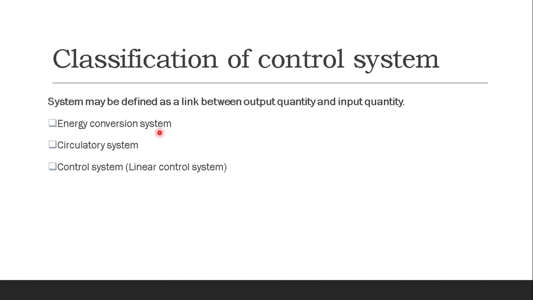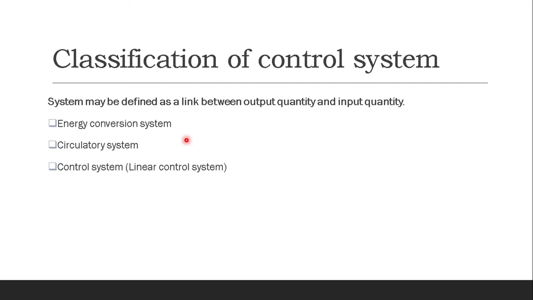The second thing is the circulatory system. What is a circulatory system? A system which is used to circulate a quantity is generally called a circulatory system. Which are the examples of a circulatory system? The first one is the blood circulatory system, or air circulation in a room. This definition is easily understandable, which is why we are not giving more time to it.